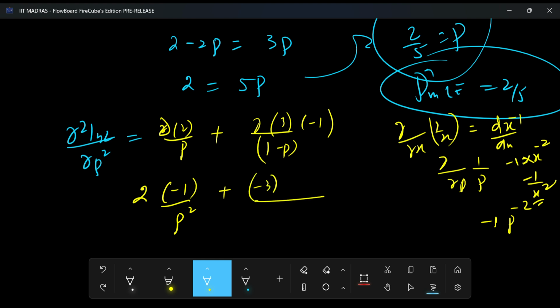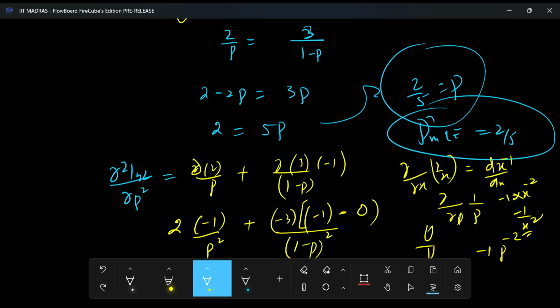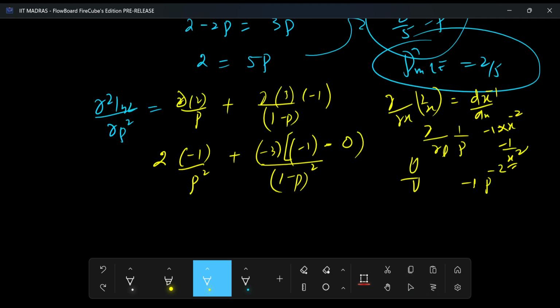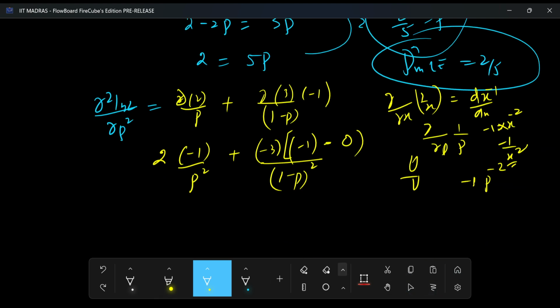So this is this plus minus 3. What is it? This is the u by v rule. Here we apply the u by v rule. This is (1 minus p) squared, and the differentiation of 1 minus p is minus 1, minus, what is the differentiation of this? This is constant, so it is 0. So this is nothing but minus 2 by p squared plus 3 by (1 minus p) squared. As you can see, this is the negative term. The whole will be negative, that's less than 0.